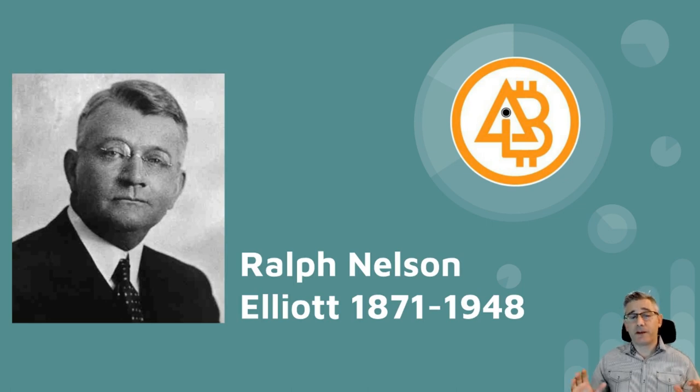Okay, Ralph Nelson Elliott was an accountant in the 20s. And he discovered that the stock market moves in a predictable pattern. The reason for that is basically markets are made up from people and their emotions, buying and selling. And when you take it on a mass scale, you can easily see these emotions play out on a chart. He was able to predict pretty accurately where markets were headed, identify the cycles, and use it to make a ton of profit.